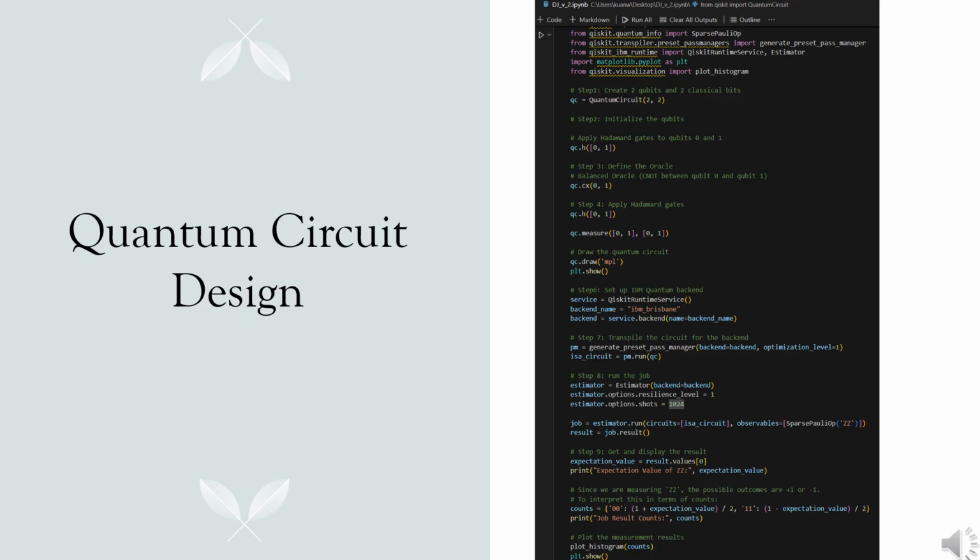Now, in designing the Deutsch-Jozsa quantum circuit, we start with 2 qubits and 2 classical bits for the measurement. Initially, the qubits are in the 0,0 state. We want to put the qubits in a superposition state that can represent all possible input combinations at the same time. To achieve this, I apply the Hadamard gate to both qubits.